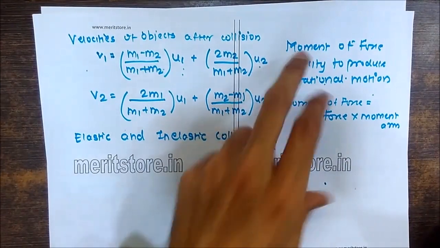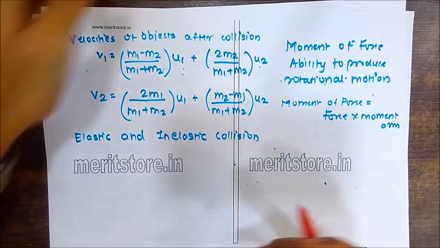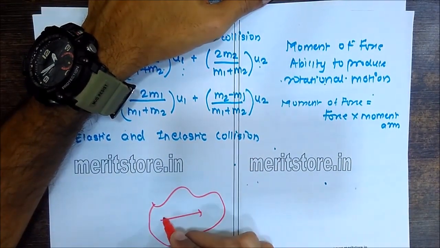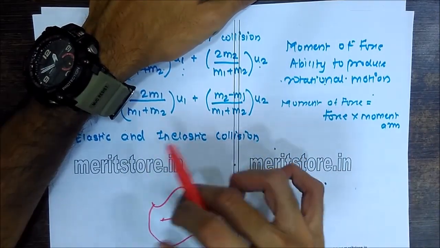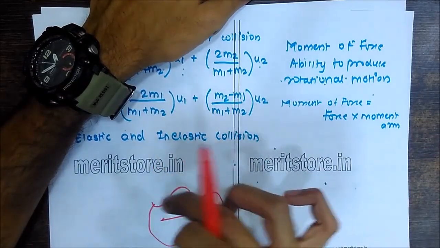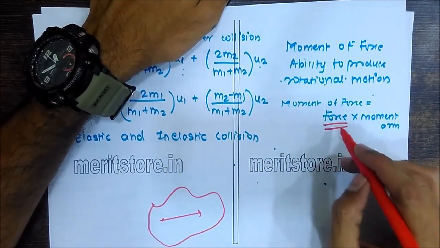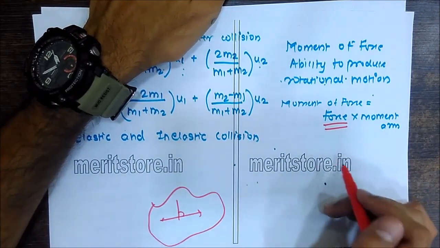Next we have the moment of force. Moment of force is nothing but the ability to produce rotational motion. Suppose we have a body of any shape, and we need to rotate this body in a rotational motion. So the amount of force required to rotate this body in rotational motion is called the moment of force. So that is defined as the force multiplied by the distance, by whatever angle we are rotating the body, that is the moment.